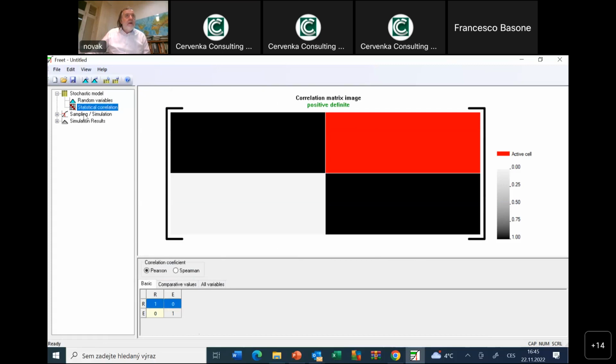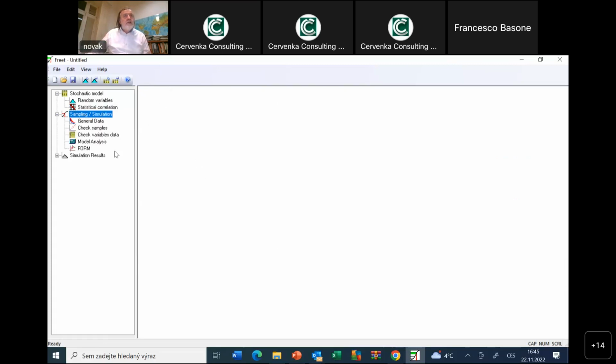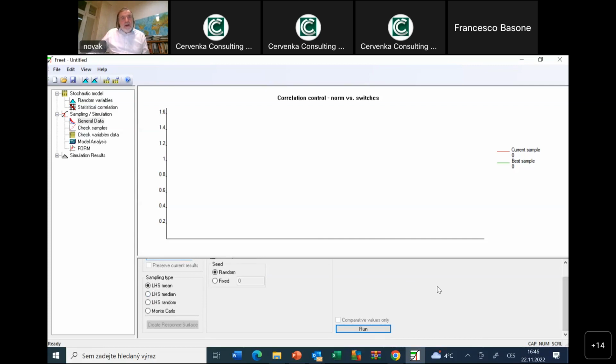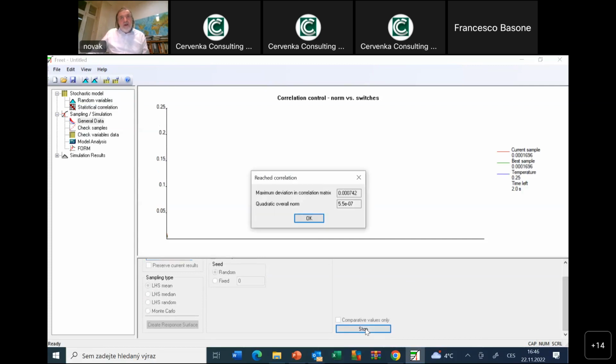And I will do sampling simulations. So general data means that I will now click, for example, 200 simulations only, and I will use the sampling technique, Hierarchical Sampling mean, which is efficient. These are some data for the simulated annealing, which I will not touch now, and I can make a run.